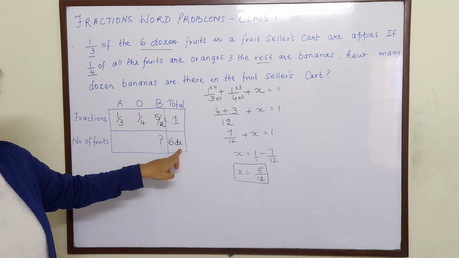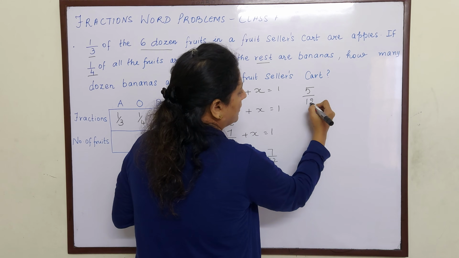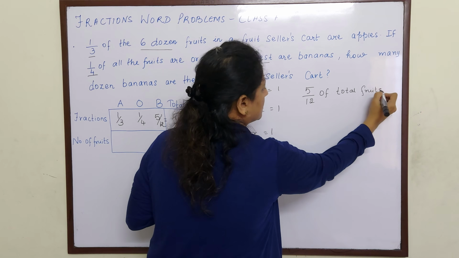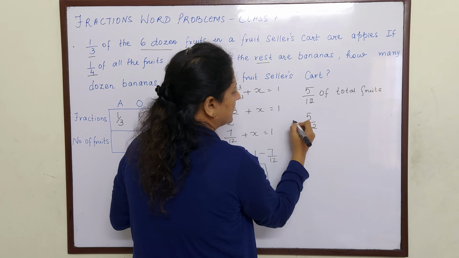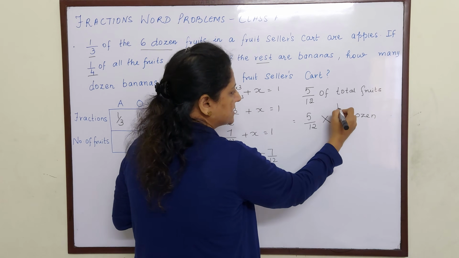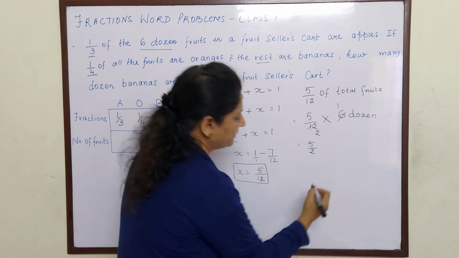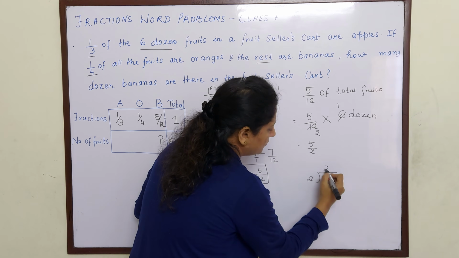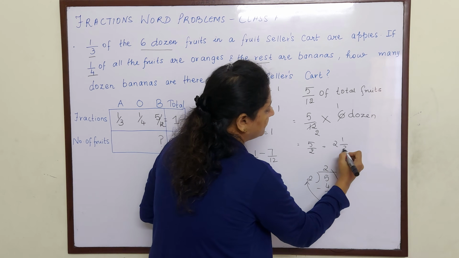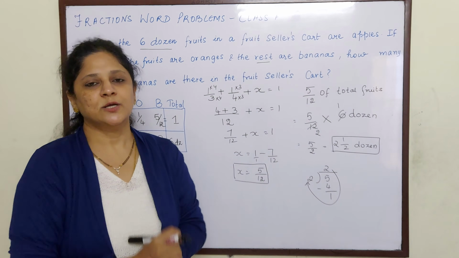So 5/12 of the total fruits will give you the number. And how much is the total fruits? It is 6 dozen. So "of" will be replaced by multiplication, and total fruits is 6 dozen. So 6 1s are 6, 6 2s are 12. So it is 5/2 dozen. And when you do division, 2 2s are 4 and your remainder is 1. So it comes to 2.5 dozen. So the number of bananas in the fruit seller's cart is 2.5 dozen.